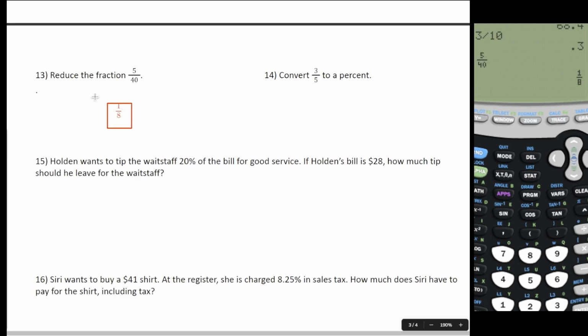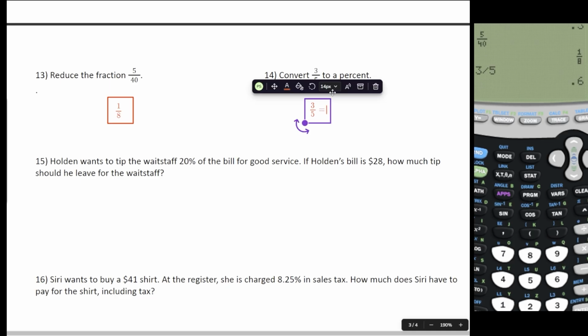The next one says convert 3/5 to a percent, and to get there, we're going to convert to a decimal first. So I'm going to say that 3/5 is equal to, and then I'm just going to divide this. 3/5 is 0.6, and 0.6 as a percent is 60%.